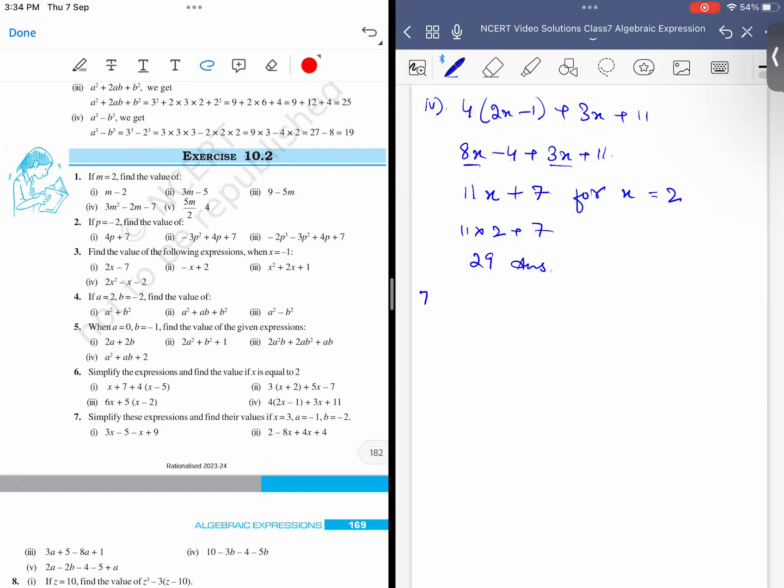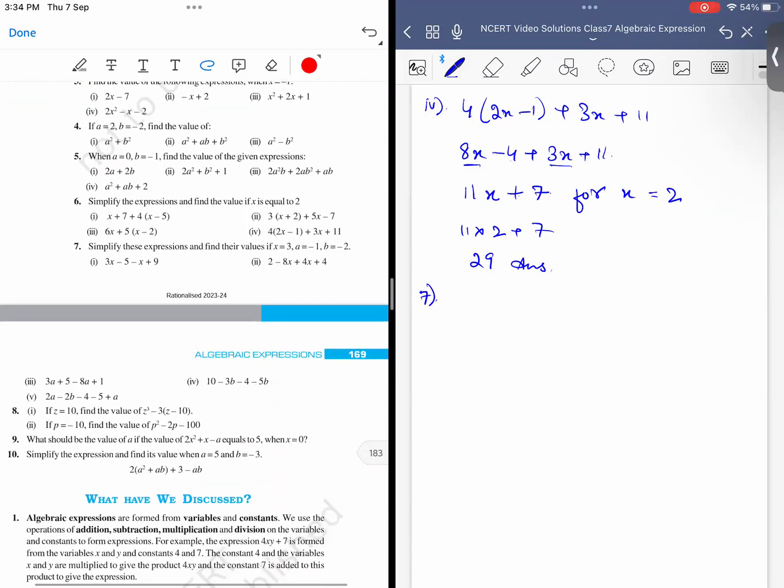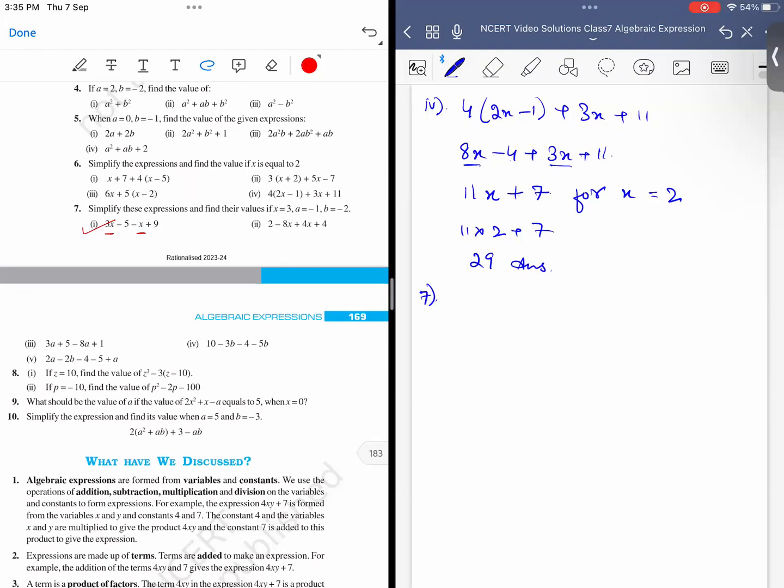Now come to question number 7. Simplify these. Again you need to simplify. Here in this question, 3x and minus x are like terms. Add them: 3x minus x will become 2x, and minus 5 plus 9 will become 4. So 2x plus 4. Put the values. You can do the second one also in the same method.